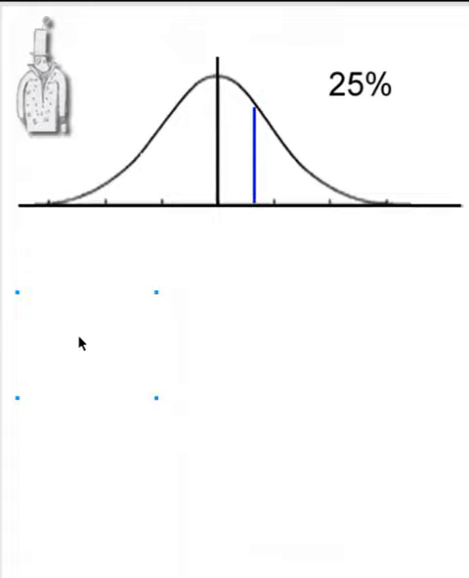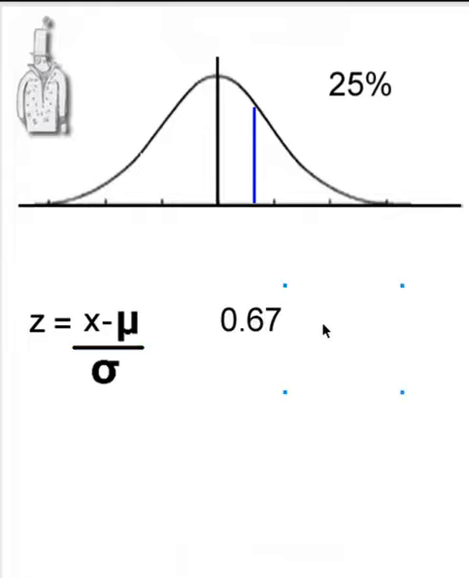So let's pull out our z-score formula. And we know what this is, 0.67. And we substitute in our data that we already know. There's the mean, there's the standard deviation. And let's cross multiply and divide.